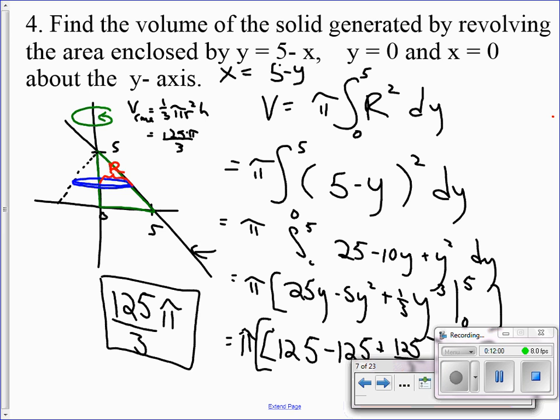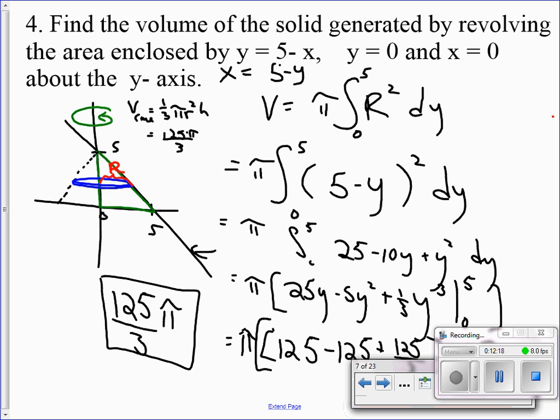Well, first of all, check. Are your limits of integration 0 to 5? Okay, you got a dy, right? The radius was the x on this line. You had to solve for x. It was 5 minus y? So just square it out?